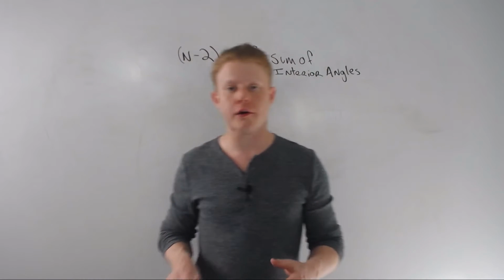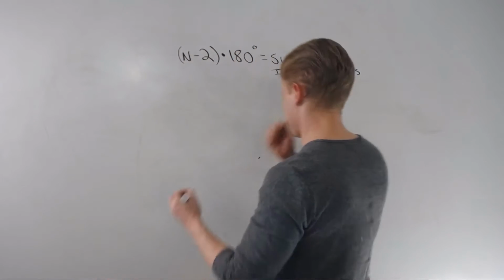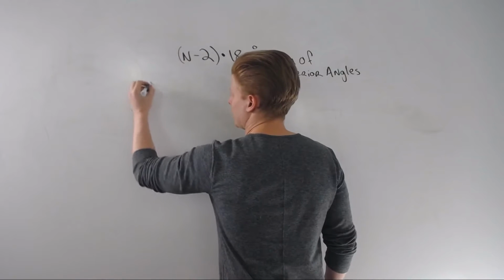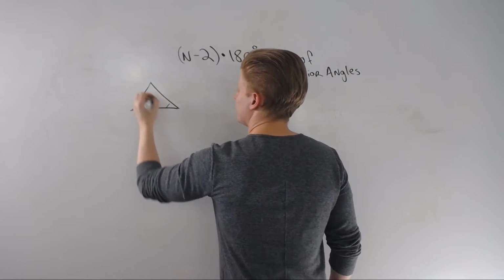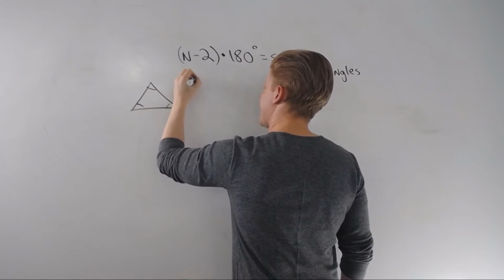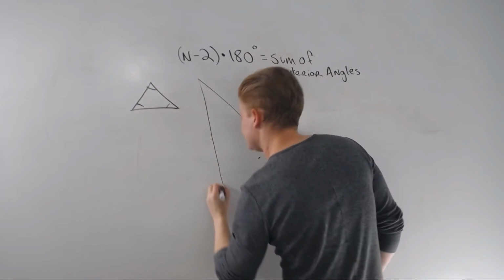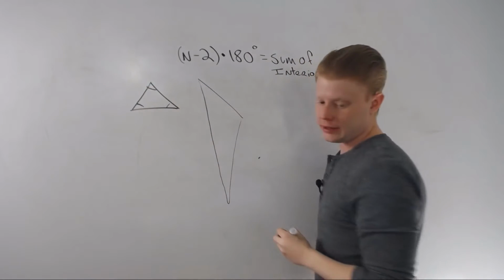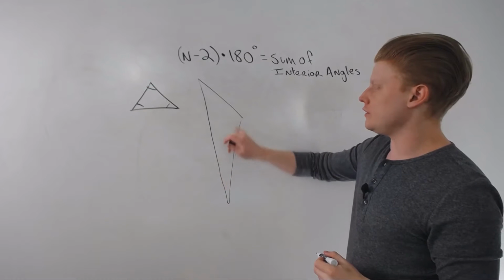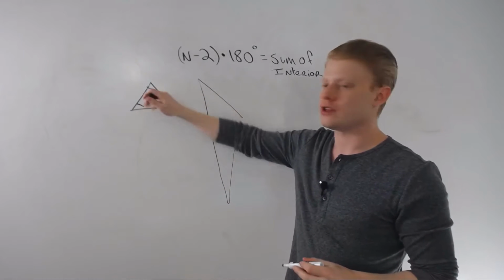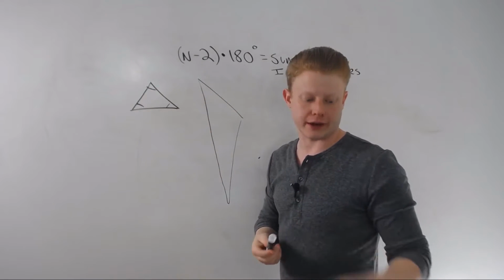Now, the interior angles of a polygon always add up to a number. And no matter what shape the polygon has, a triangle could look like that, or it could look crazy, right? The sum of these angles will be the same as the sum of these angles. It's always dependent on how many sides something has.